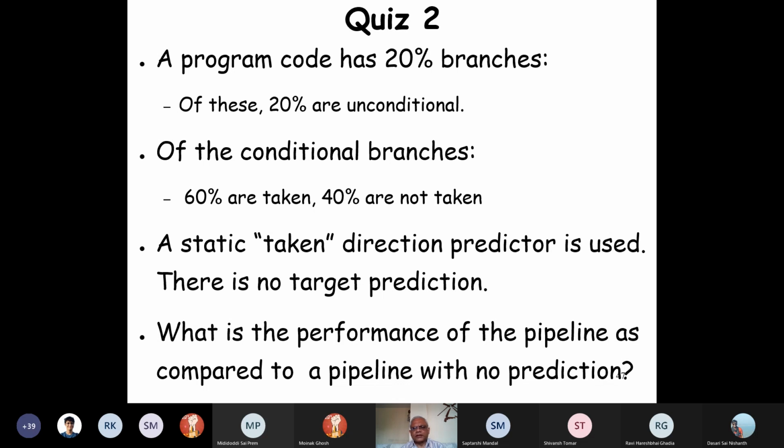A taken predictor in MIPS is as good as useless. We again incur a 2 cycle penalty for 20% branches, with or without the predictor. So 20% times 2 is 0.4, so the CPI is 1.4.